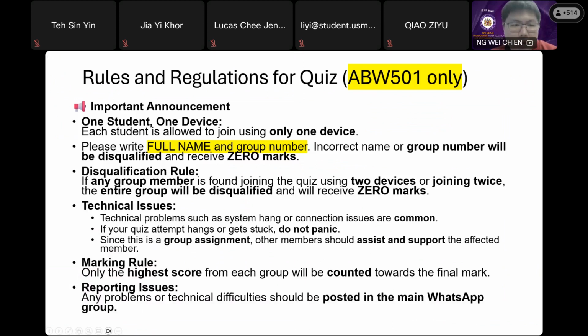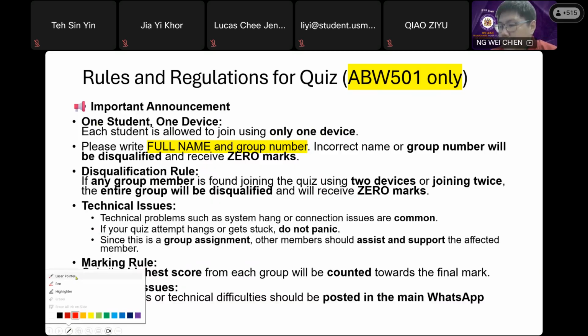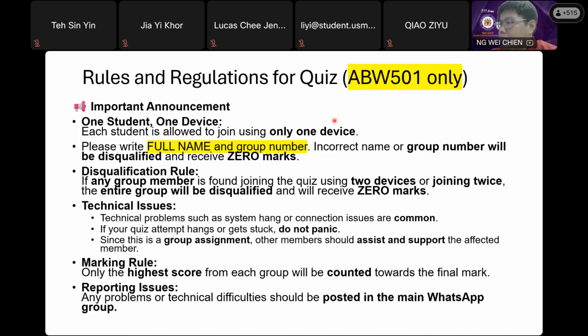Now, I need to be very clear here, because it is a quiz. Number one: one student, one device. Take note of that. Basically, every student can only join using one device. During the quiz session, you have to write your full name and group number.